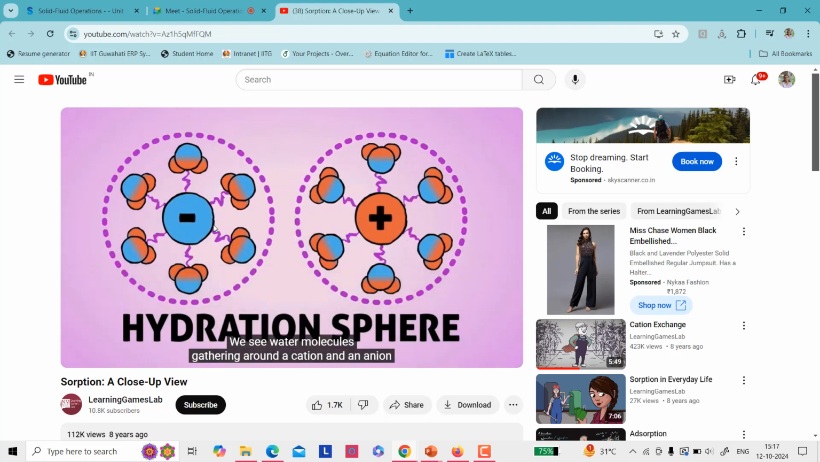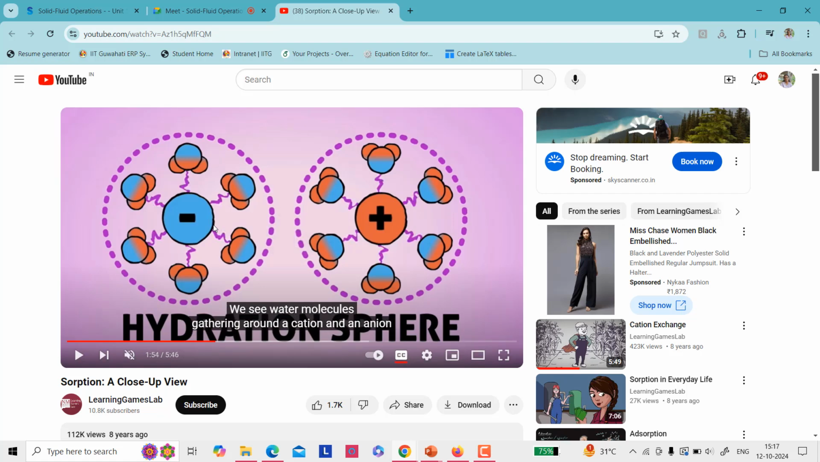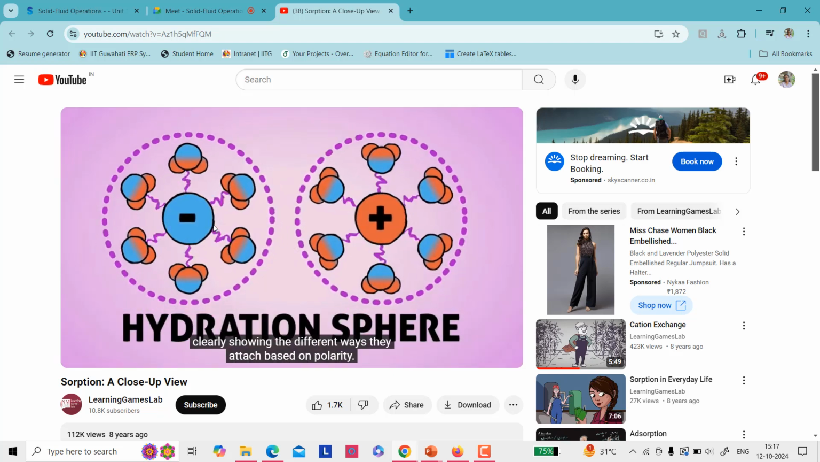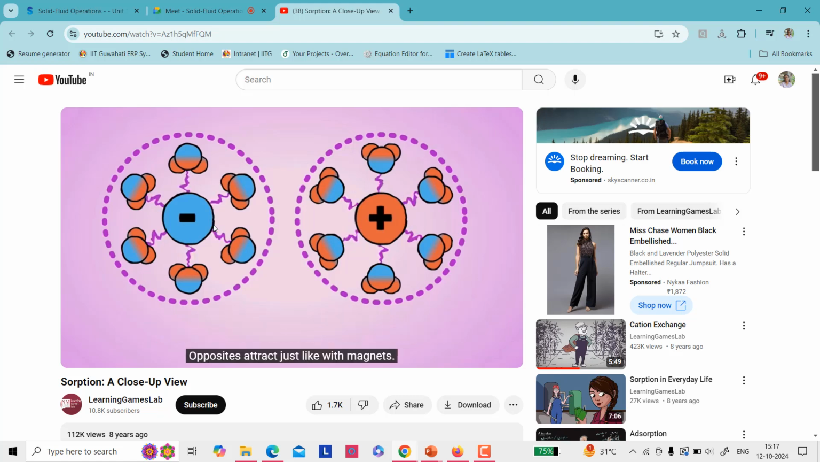right? So you can see on the right side, when there is a positive charge, the oxygen part is attaching to them, and when there is a negative charge, the hydrogen parts are attaching to them. We see water molecules gathering around the cation and anion, clearly showing the different ways they attach based on the polarity. Opposites attract just like with magnets.